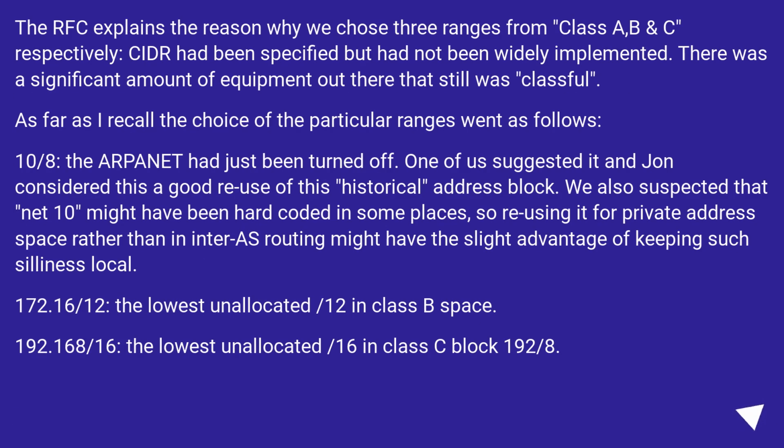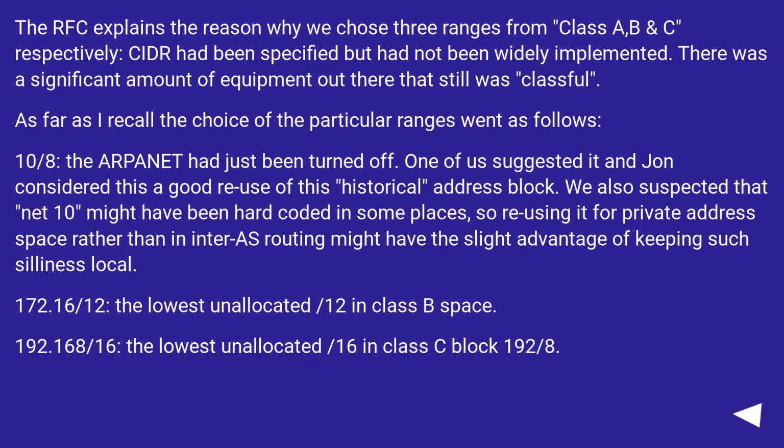The RFC explains the reason why we chose three ranges from Class A, B and C respectively. CIDR had been specified but had not been widely implemented. There was a significant amount of equipment out there that still was classful. As far as I recall, the choice of the particular ranges went as follows. 10/8, the ARPANET had just been turned off. One of us suggested it and Jon considered this a good reuse of this historical address block. We also suspected that NET10 might have been hard-coded in some places, so reusing it for private address space rather than in interior routing might have the slight advantage of keeping such silliness local.